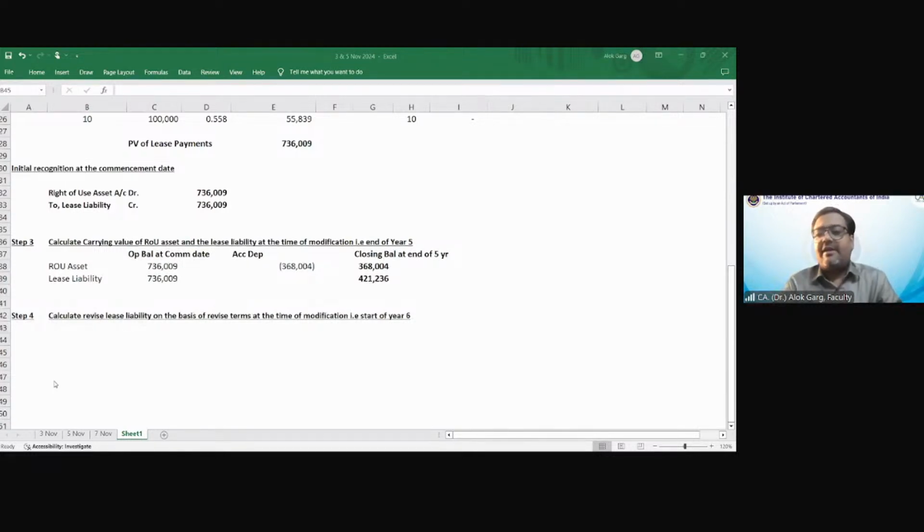Why 7%? Why not 6%? Because the consideration has changed. So the cash flows are changing, right? The consideration is changed. So when the consideration is changing, for example, if you go to the bank and take a home loan, right?